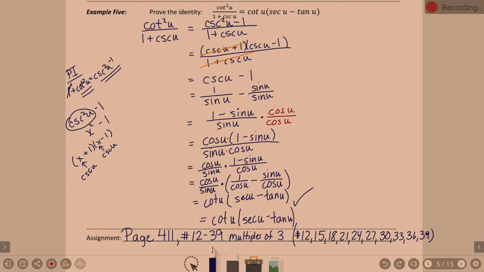Now, homework. I want you to look at it. You'll have some time in class today, but make sure you look at every single problem. Try every single problem. It's 12 through 39, multiples of 3. If you prefer the written out numbers, there's 10 of them: 12, 15, 18, 21, 24, 27, 30, 33, 36, 39. If the problem number is not divisible by 3, don't do it.